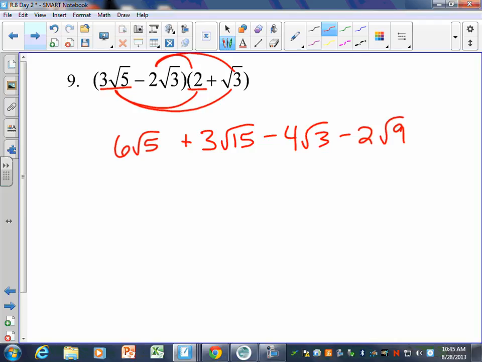Sometimes you might have some like terms that you could put together. On this one we don't, but we could simplify this. So like my answer here would just be 6 radical 5 plus 3 radical 15 minus 4 radical 3. This would really be 2 times 3, which would be minus 6. And if you wanted to put that in front, you can. But we can't put any of these together because they are not the same radical. So adding and subtracting you cannot put together. Questions about that? I feel like I should have done more other power.